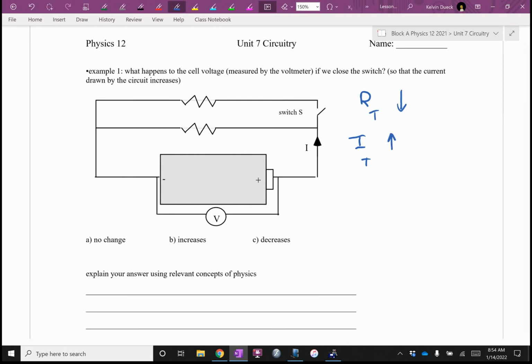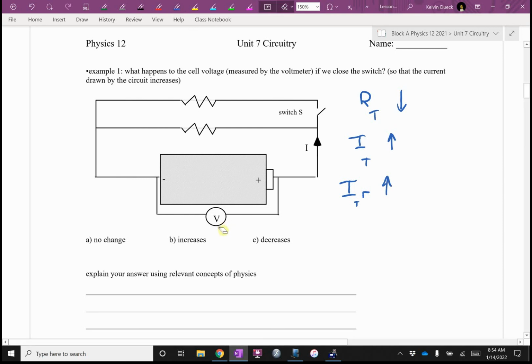So, what happens to I times little r, that little voltage drop going through the battery? Well, that's I total times little r. I'm going to make up some numbers. If it was 0.2 before, since this got bigger, now it's 0.3 or 0.4. It increased. So what happens to the terminal voltage?